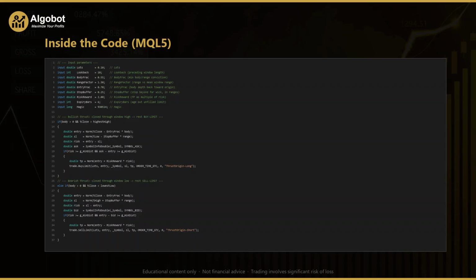Stop buffer adds a cushion beyond the far wick. Risk-reward sets the target as a multiple of risk, and expiry bars controls how long an unfilled order survives. Below the inputs are the two signal blocks.